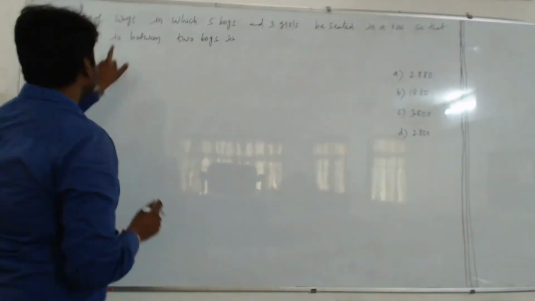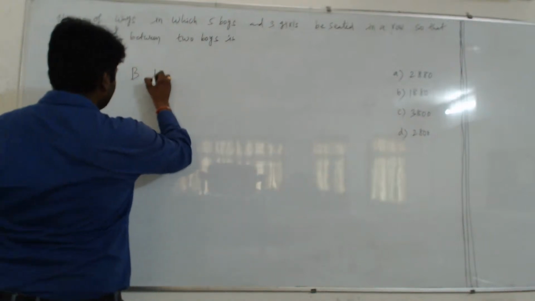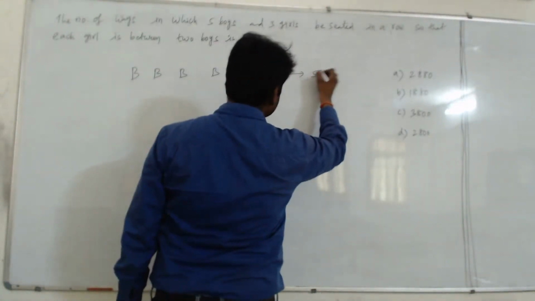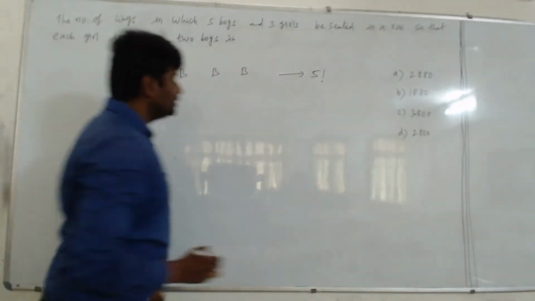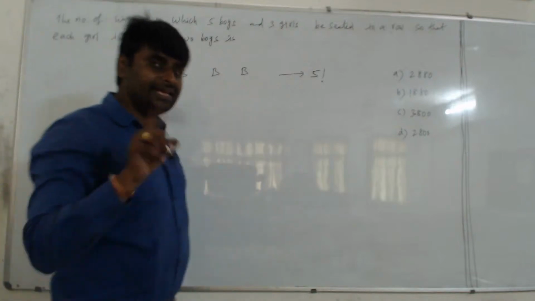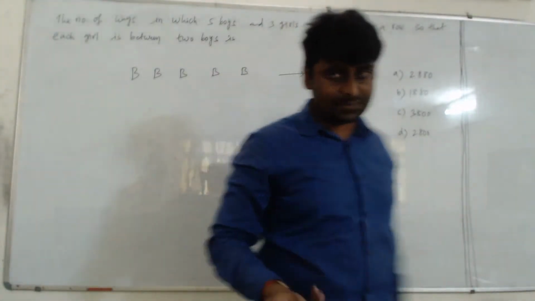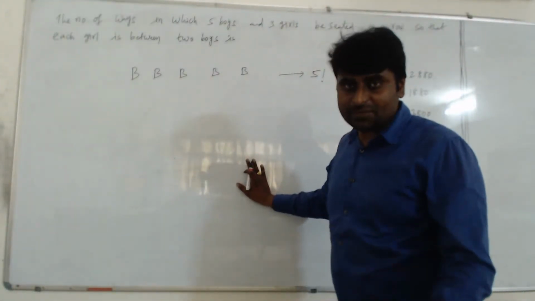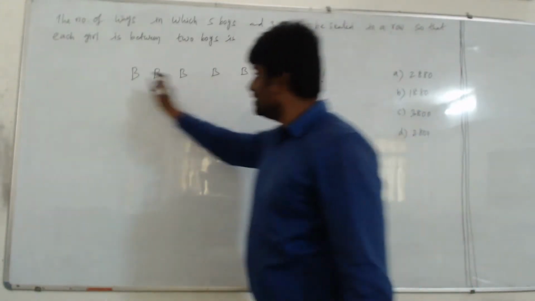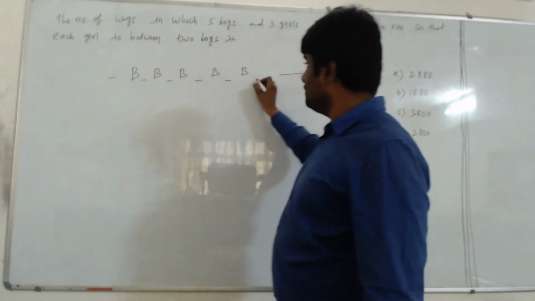First of all, we need to arrange 5 boys in a row. How many ways can we arrange 5 boys in a row? 5 factorial ways. When you arrange 5 boys, how many gaps are left? Generally 6 gaps. When you arrange 5 members, 6 gaps are left; when you arrange 6 members, 7 gaps are left. See here, 5 boys have been arranged. How many gaps are left? Obviously 6 gaps, including the extreme places: 1, 2, 3, 4, 5, 6.